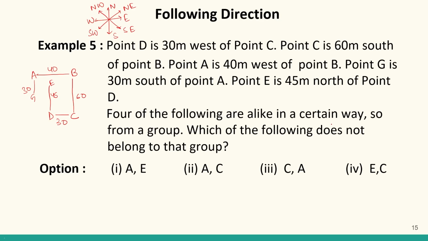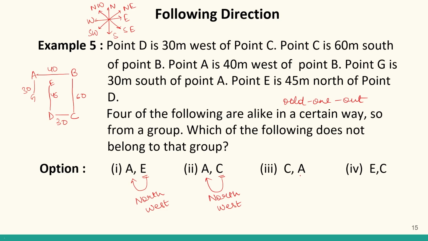Now, four of the following are alike in a certain way, and they form a group, and we have to find out which of the following does not belong to that group. So this is a question of odd one out. Now, over here, if we see the direction of A with respect to E is in which direction? This is in northwest direction. Similarly, the direction of A with respect to C is again in northwest direction.